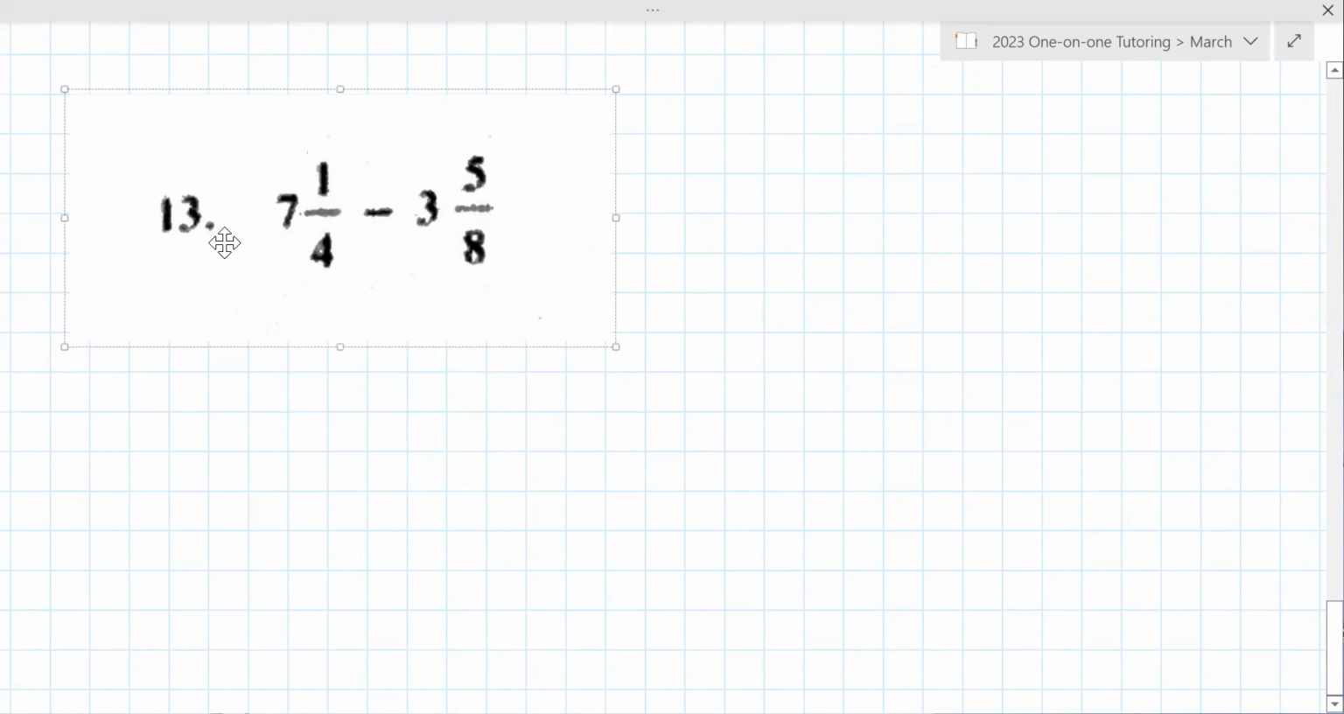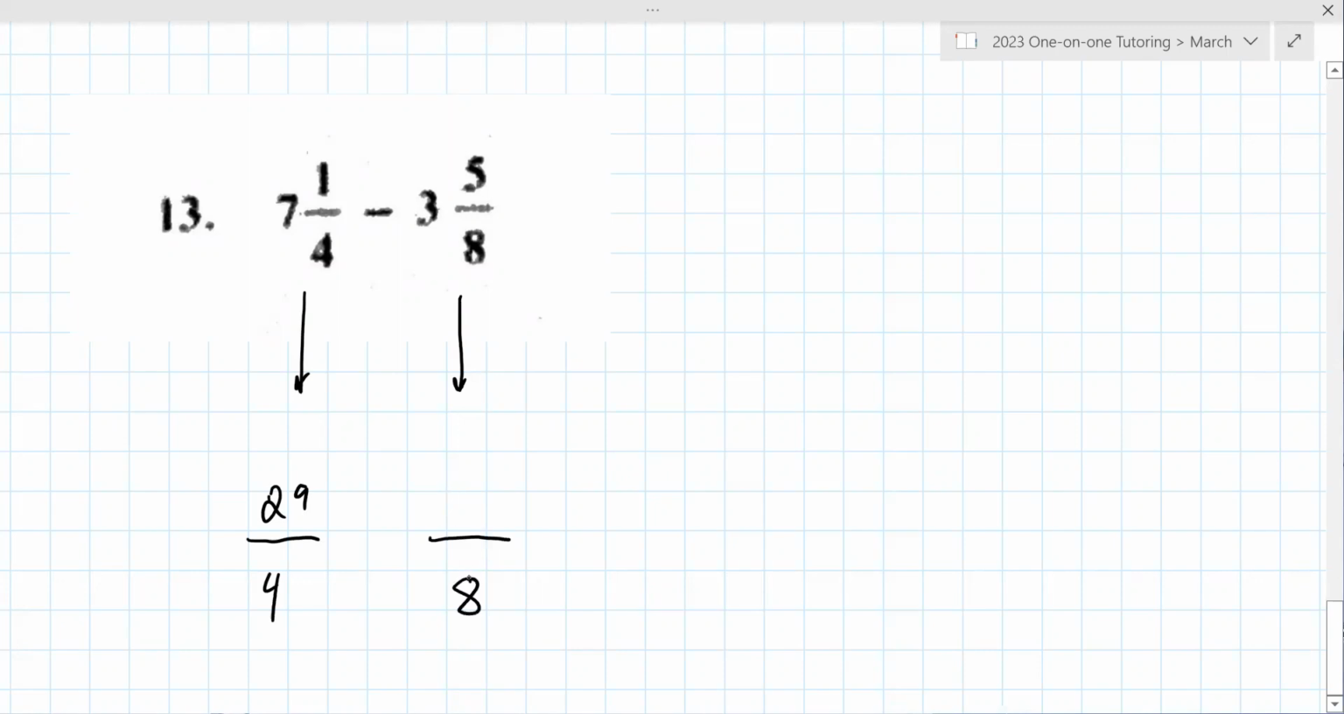All right, so here's a new one. Again, go ahead and convert both of those to improper fractions, please. Okay. 29 over 4 and what goes in the numerator? 29 over 8. Yes. Okay.